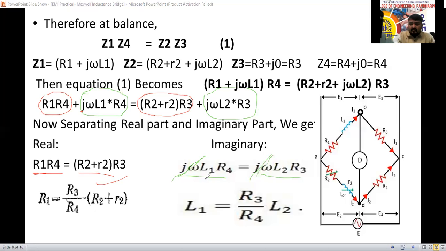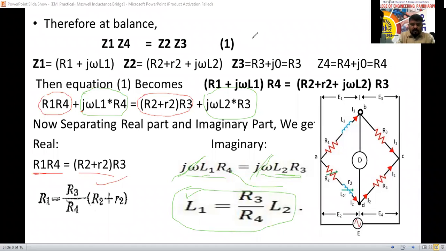j omega cancels here now. L1 R4 equals L2 R3. So L1 equals L2 R3 divided by R4, we can write. L1 equals L2 R3 divided by this R4, I will send it here. So this is the unknown inductance formula. Did you get the unknown inductance formula?